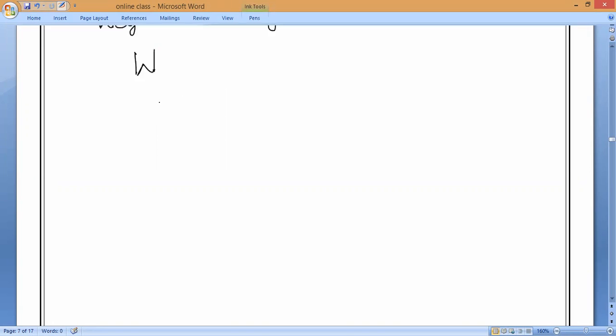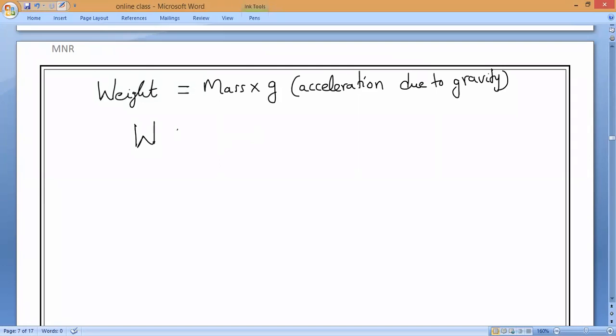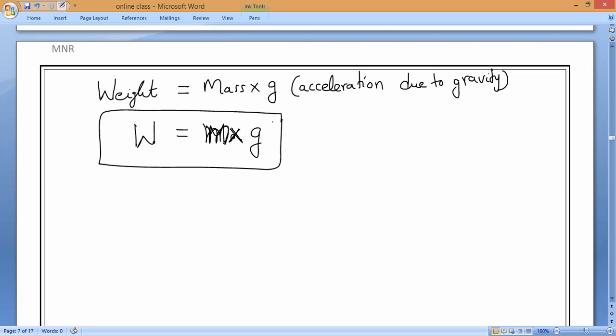So what is the symbol of weight? W. As we know, W is equal to mass, which we represent with a small m, into gravity. This is what we can say. Now, what is the gravitational force of Earth? I am asking. 9.8 meter per second square.